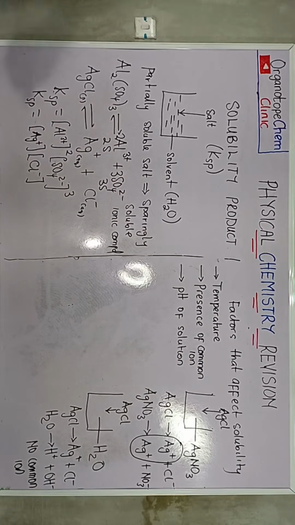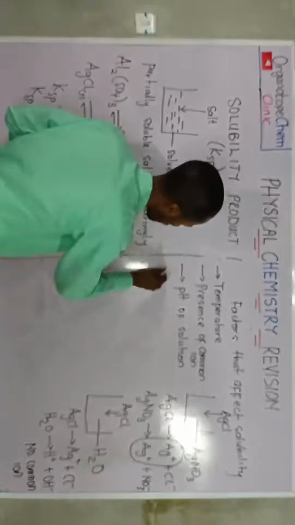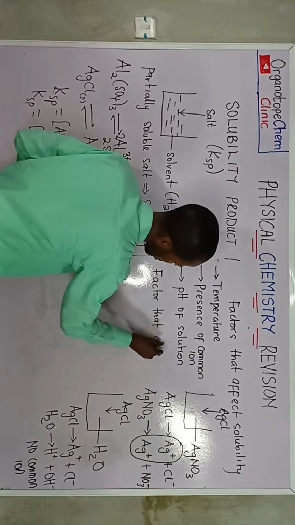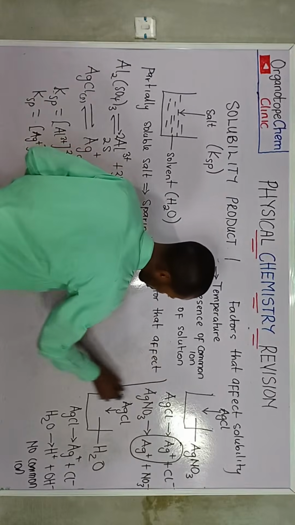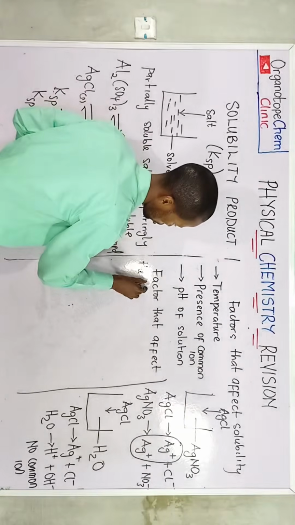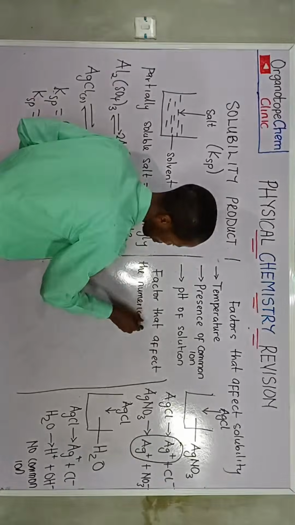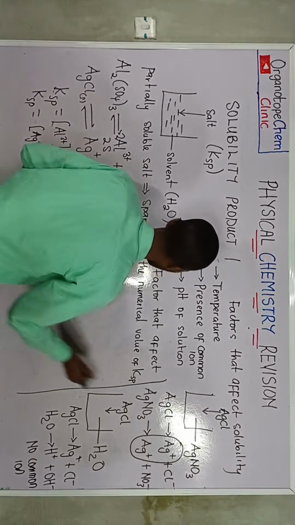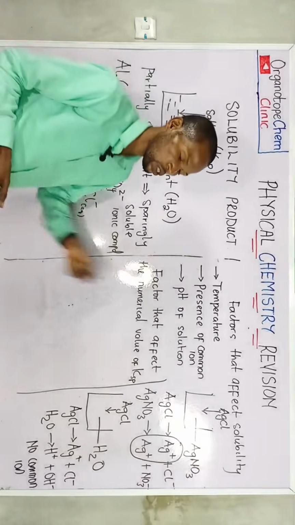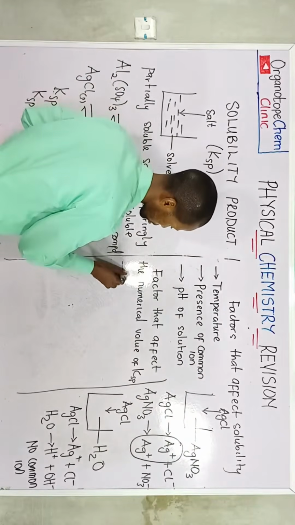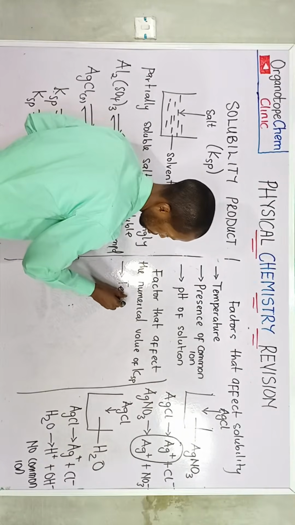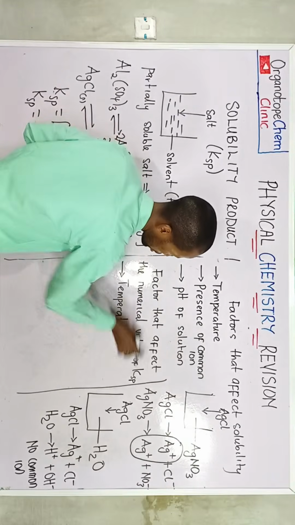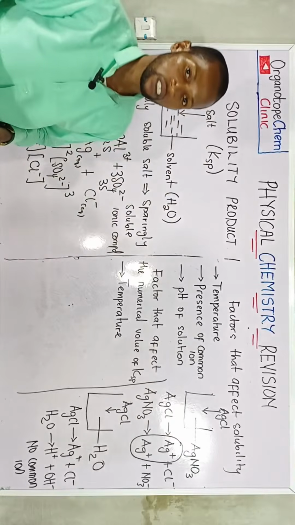So what's the factor that affects the numerical value of Ksp? If you are asked to give the factor that affects the numerical value of Ksp, the factor is just what? Temperature. Only temperature. Out of these three factors, only temperature affects the numerical value of the solubility product. Okay.